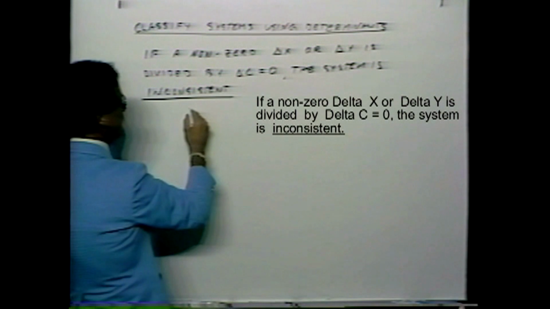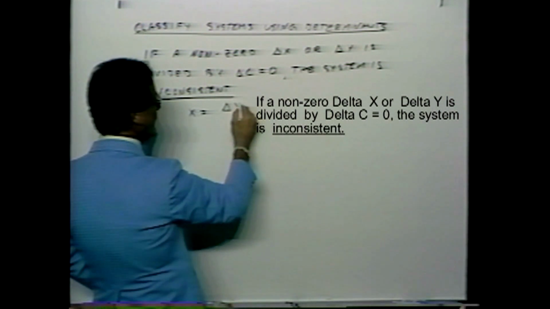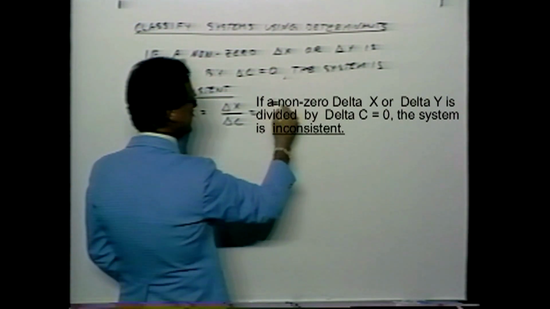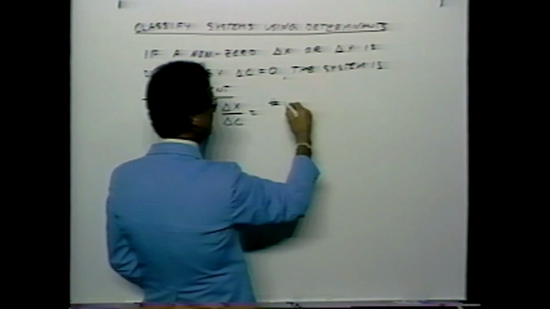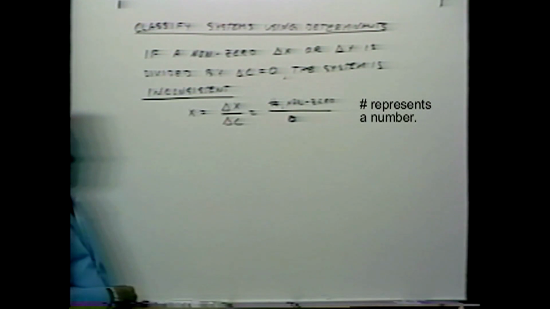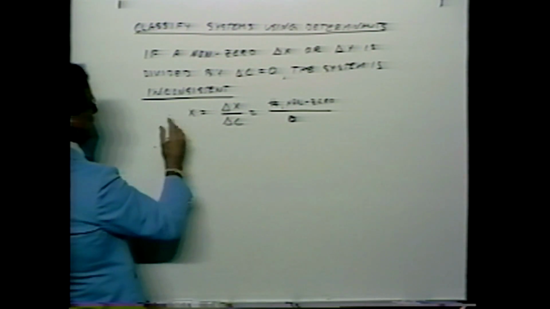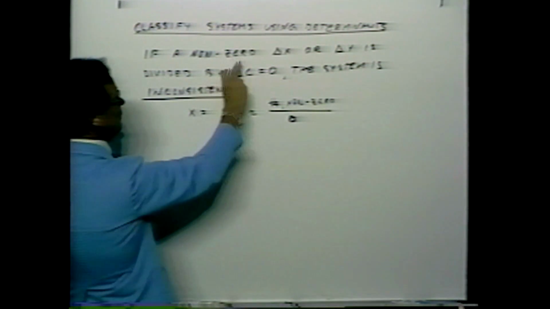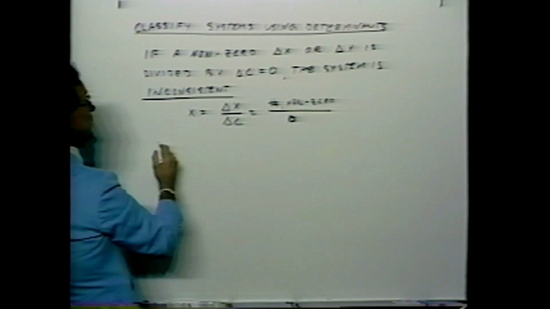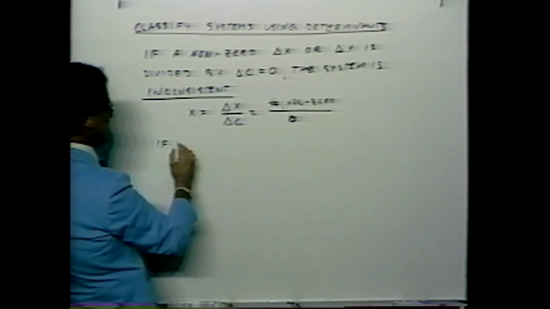In other words, if you had x equal to delta x over delta c, and this amounted to a non-zero number, but delta c is 0, then that's an inconsistent system. Now, if you have a 0 delta x or delta y divided by a delta c equal to 0, the system is dependent. That's the second classification.